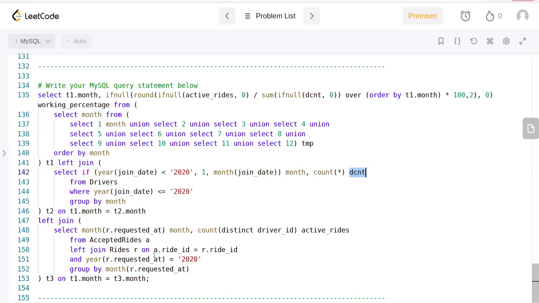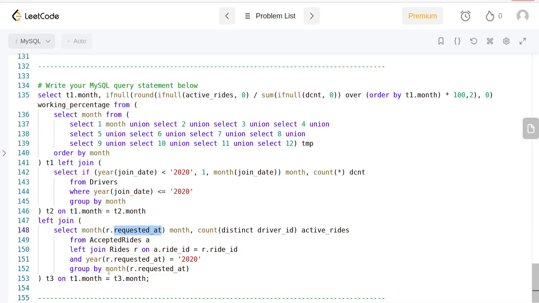And the last thing, exactly like we did in the last video, is how many of them accepted a ride. For that particular month, we want to count the distinct driver IDs. Those were the active drivers, and we can find that in the accepted rides table. We want to make sure the year we are talking about is 2020, and we are already looking at the month of that requested at date, and that would be it.